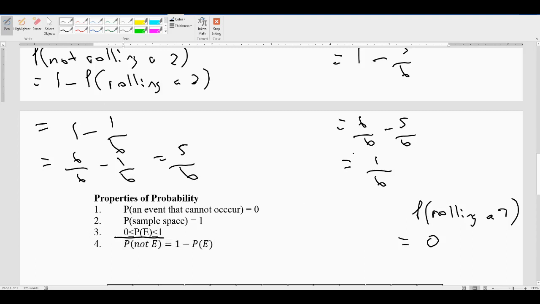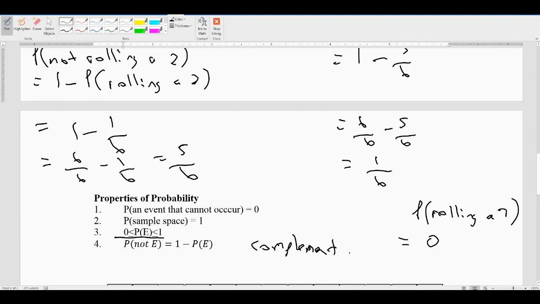And then the last example I was doing is called a complement. The probability of a complement is the same as 1 minus the probability of the event. So not E is called the complement. In other words, it's like thinking backwards. It may be easier sometimes to think backwards. A lot of times it is.